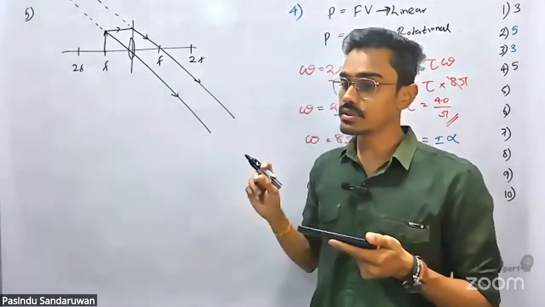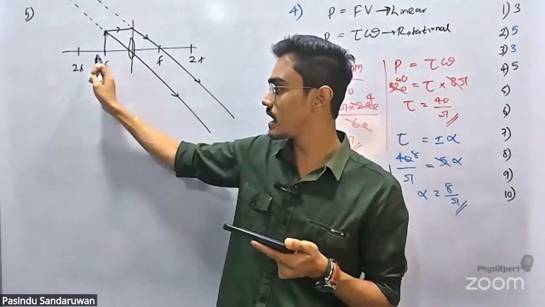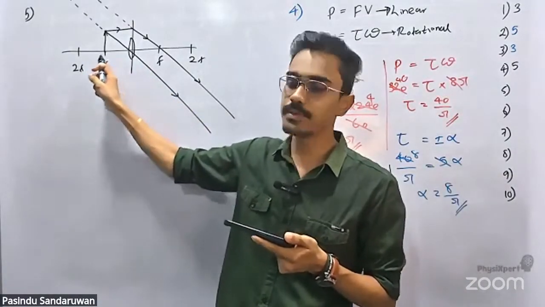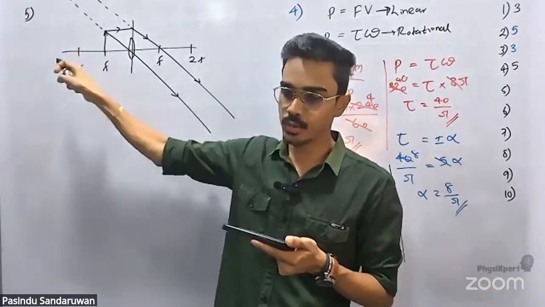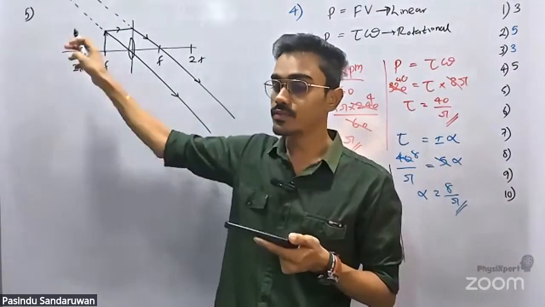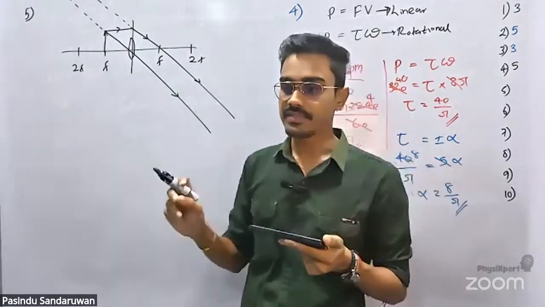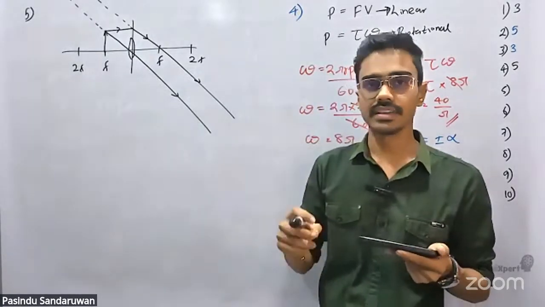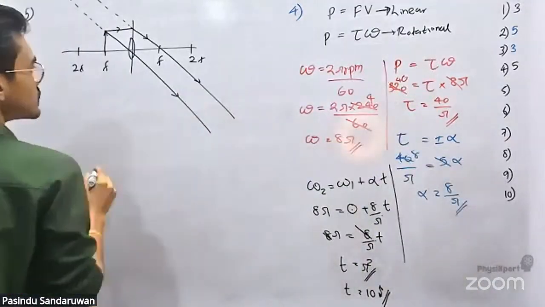Equal in size to the earlier image, which means now real images are starting to form beyond F. It can be either between F and 2F or at 2F or beyond 2F. There are three cases, right? But if the sizes are equal, we can directly argue it as on 2F, because on 2F, this is what is formed.